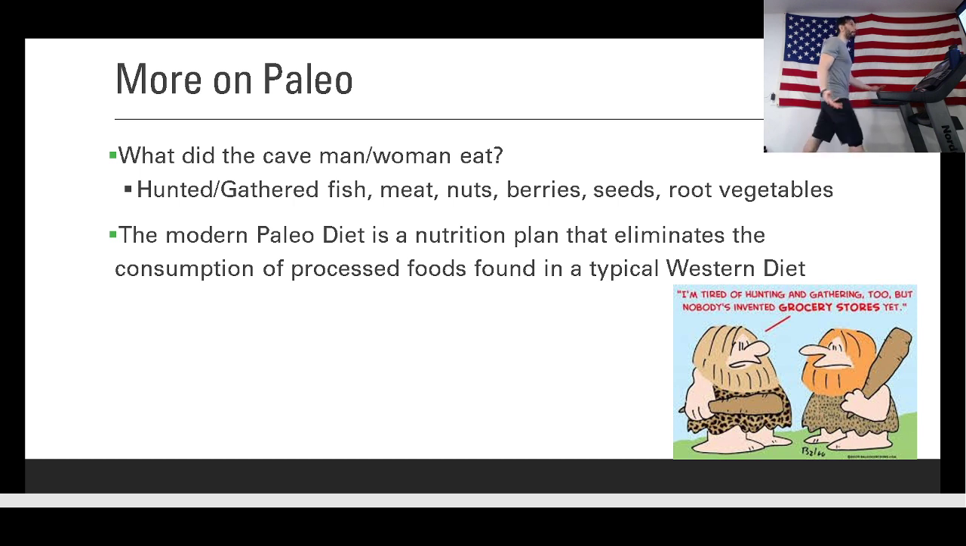Berries, whatever seasonal berries they could find, seeds, right? And then root vegetables. I mean, root vegetables would be things like turnips, celery, right? Any type of vegetable that grows in the ground, right?